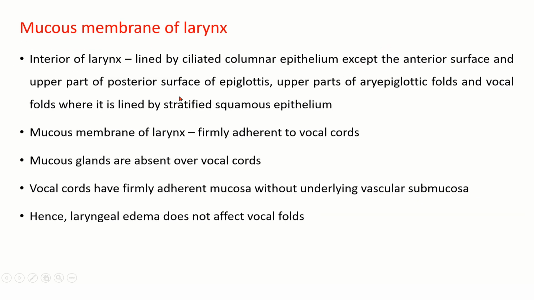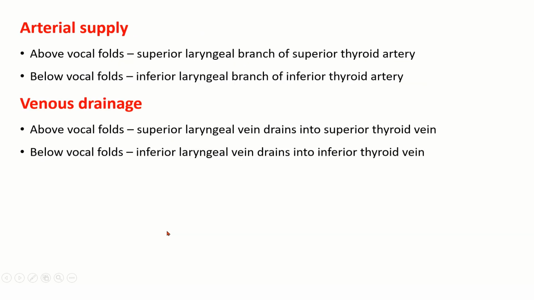weightlifters. So the mucous membrane of the larynx, the interior of the larynx, is lined by ciliated columnar epithelium, except the anterior surface and upper part of the posterior surface of the epiglottis, the upper part of the aryepiglottic folds, and the vocal folds, where it is lined by stratified squamous epithelium, firmly adherent to the vocal cords. Mucous glands are absent over the vocal cords. Vocal cords have firm adherent mucosa without underlying vascular submucosa. Hence, laryngeal edema does not affect the vocal cords.